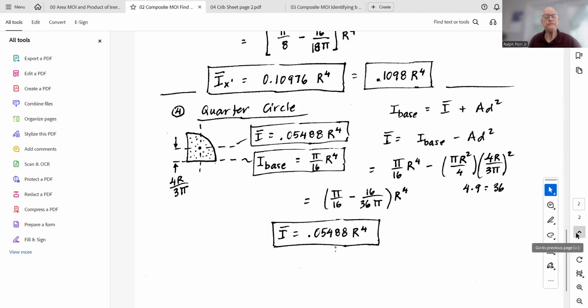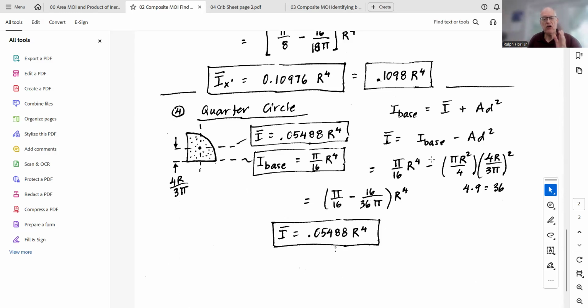Finally, for a quarter circle, the I base, we got the I base from integration. We got that to be pi over 16 r to the fourth, but we want an I bar. So I base is equal to I bar plus A D squared, or I bar is equal to I base minus A D squared. So I base is pi over 16 r to the fourth minus the area, which is pi r squared divided by 4, times the centroidal distance squared. And the centroidal distance is 4r over 3 pi, quantity squared.